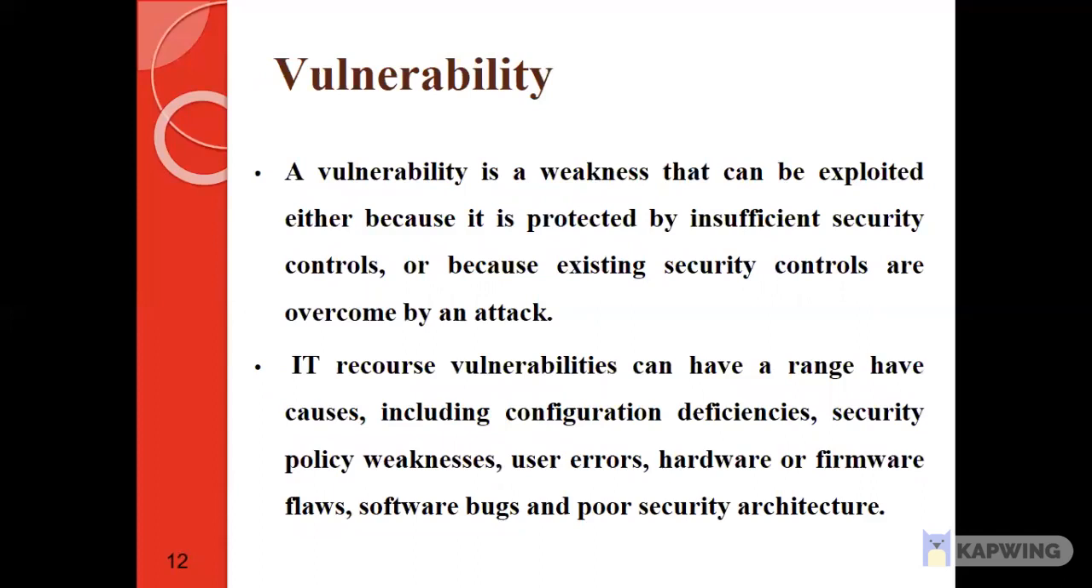A vulnerability is a weakness, some weak point from which an unauthorized user can access the system. It can be exploited either because it is protected by insufficient security controls, or because existing security controls are overcome by an attack. That is called a vulnerability. IT resource vulnerabilities can have a range of causes including configuration deficiencies, security policy weaknesses, user errors, hardware or firmware faults, software bugs, or poor security architecture. These are the points which cause vulnerability in the system.